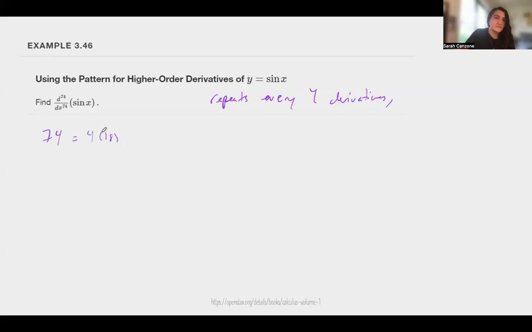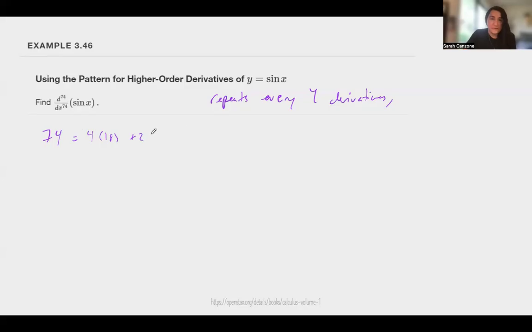So there's 18 fours in 74, but then there's an extra 2. So 18 times 4 plus 2 is, in fact, 74. But the cool thing is that, since we know that every fourth derivative repeats itself, if you do it 18 times, you're still getting back to the original. So when you take that many derivatives, you're just going to get back to sine.